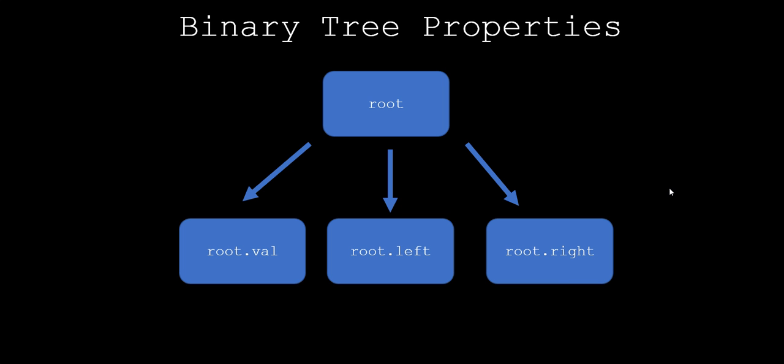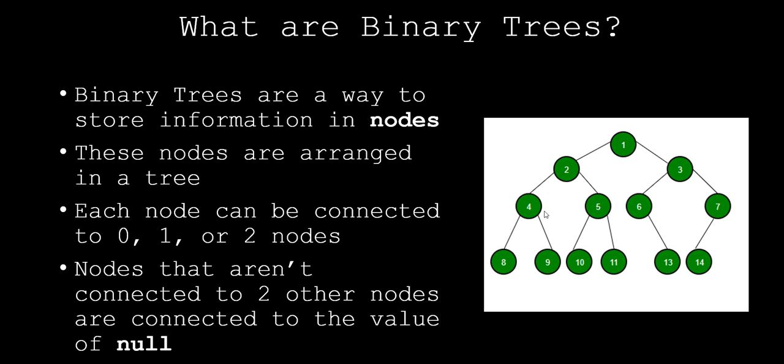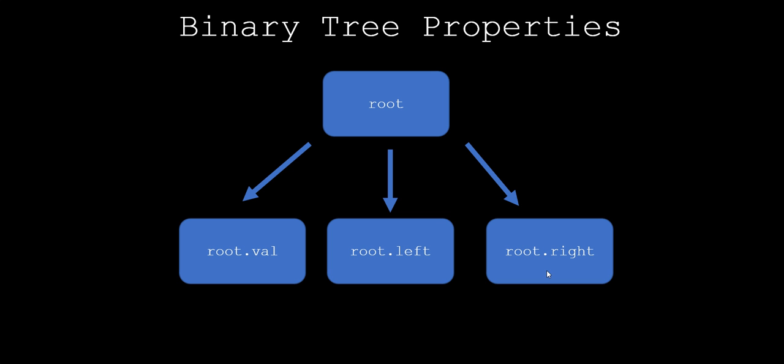What are some properties of the binary tree? If we're given a node, we're going to call that node root. We know root.val, which is the actual value that's stored in that node. You can know the root.left, which is the node's left value, and the left value for 4 is 8 because it's attached to 8 on the left side. And then we also have root.right. So here for 4, the right value is 9. And with these three properties, you can navigate throughout the tree.